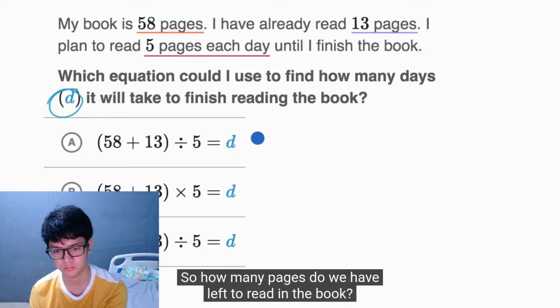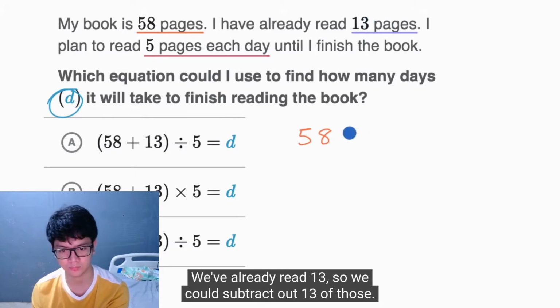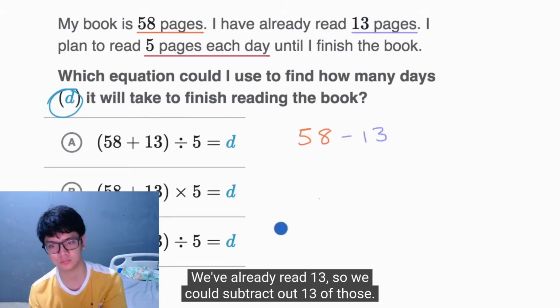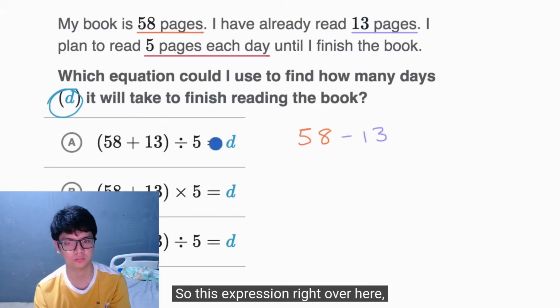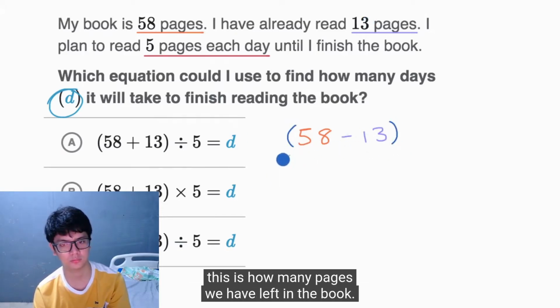So how many pages do we have left to read in the book? Well, the book is 58 pages. We've already read 13, so we could subtract out 13 of those. So this expression right over here, this is how many pages we have left in the book. Let me write that down.